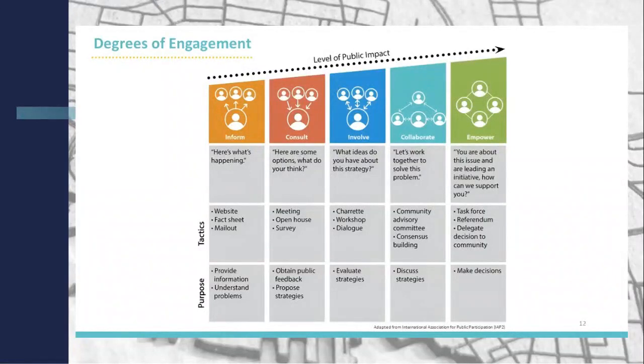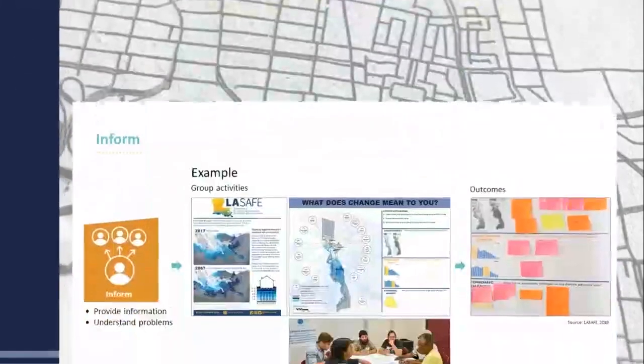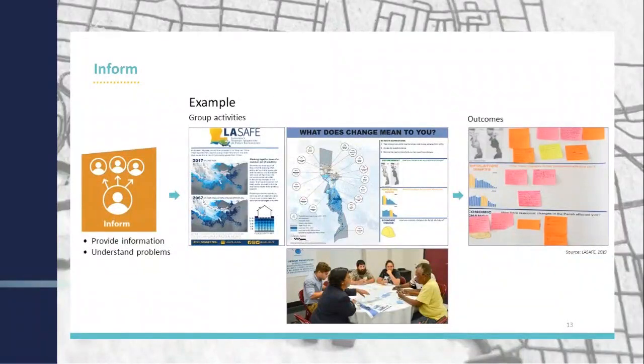To help students better understand these abstract concepts, we have included a real life example and images in the lesson plan. I will use a coastal adaptation project in Louisiana as an example to explain each engagement phase. For example, in the inform phase, residents were invited to discuss what they value about their community and what they wanted their community to be like in the future. To accomplish this, residents participated in two group activities.